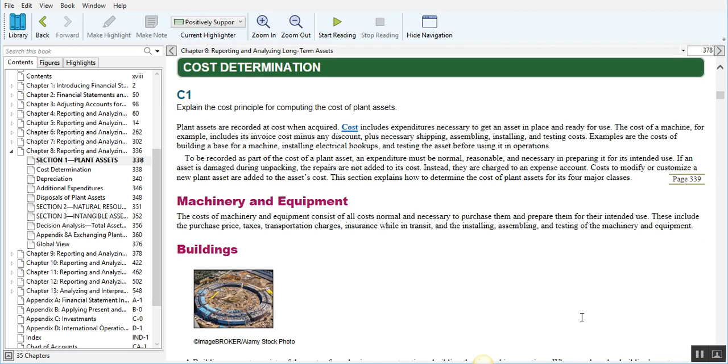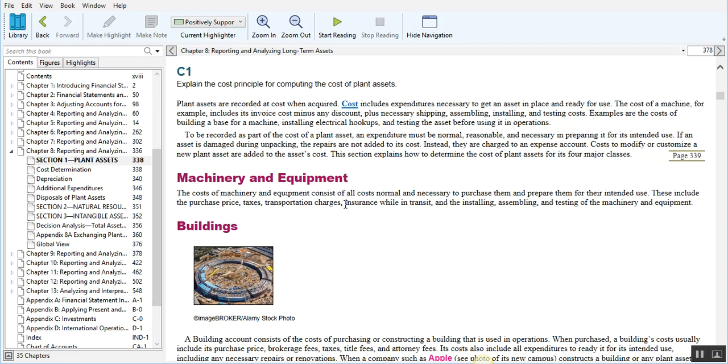How do we determine the cost? The cost is going to be the cost of acquiring the asset. It may include other costs that are necessary in order to get it ready to use or prepare it for what we intend. So, for example, if we purchase machinery and equipment, we may require freight to get it to us. We may require installation or special equipment to set it up. And if we do, then that will be a part of the cost of the equipment that we purchased.